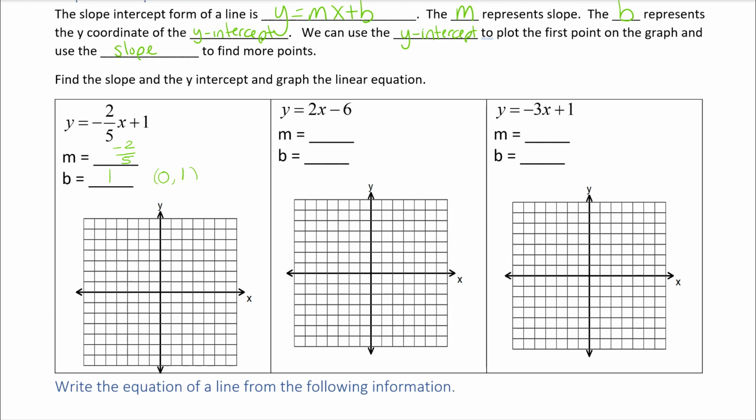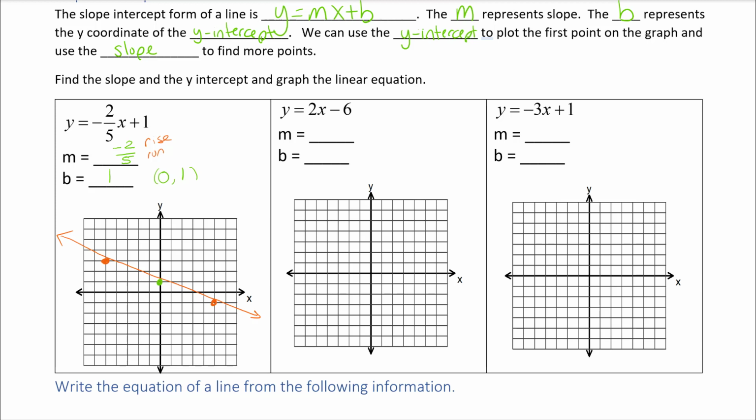So I start with the y-intercept 0, 1, and then I use my slope, which is rise over run. So I'm going to rise a -2, that's down 2, and run +5, 1, 2, 3, 4, 5. Or I could go up 2 and left 5, 1, 2, 3, 4, 5. And I see that it is running downhill, which is what I was hoping for from the slope. Negative slopes run down. And that is how you graph.